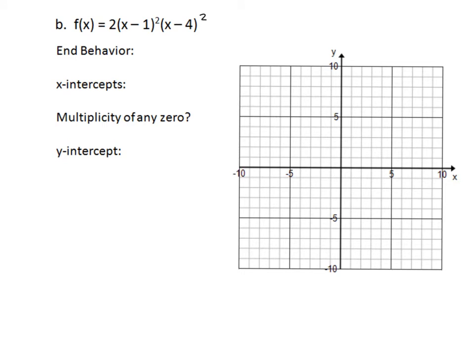So let's try another example. First of all, let's look for our end behavior. We've got a 2 right here and another 2 right here. In the front, this factor of 2 out here does not have an x with it. So we've got 2 factors of x here, 2 factors of x here. We've got degree 4. Because it's degree 4, we know it's going to behave like a quadratic, which means it's going to open up or open down. Since this is positive, it will open up.